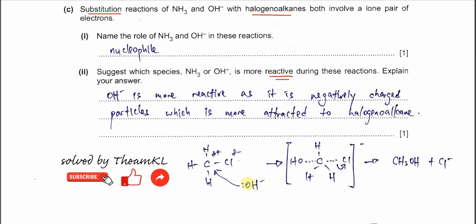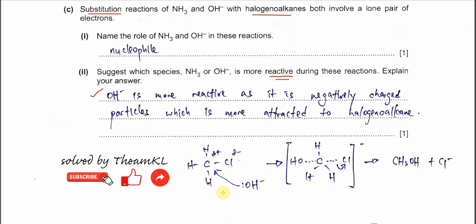And of course, hydroxide and ammonia both have the lone pair. The difference between hydroxide and ammonia is the charge. So because the hydroxide is negatively charged, it's easily attracted to this carbon which is partial positive, and they can react. So therefore, if we want to compare ammonia and hydroxide, hydroxide is more likely to react. So that's the standard answer.